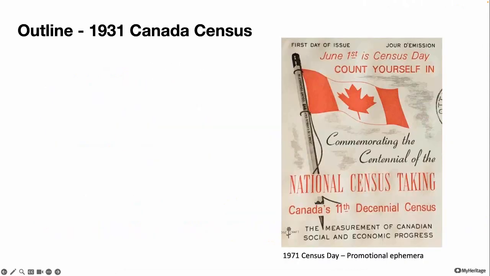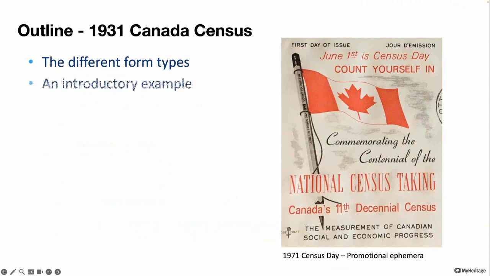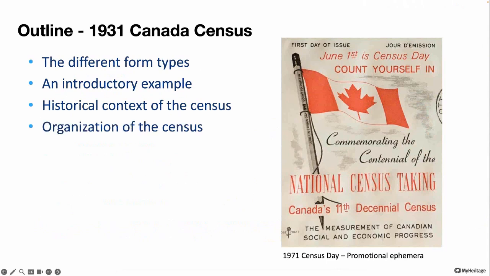All right, we're here today to talk about the 1931 Canada Census, and the outline that we'll dive into are, we'll look at the different form types, and then I'm going to jump right into an introductory example. And I think having seen the records initially will give you some context for some of the discussion that will follow, which includes a short segment on the historical context of the 1931 census, the organization of the census and how we can use that both to help us understand what we're seeing and also to be able to search for some other use cases that we may need to consider.